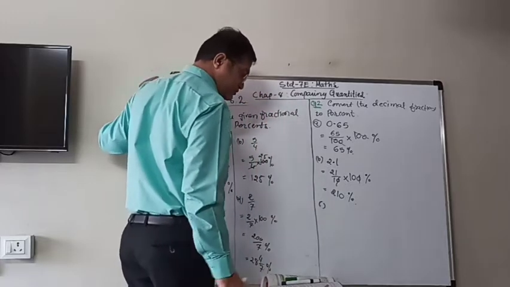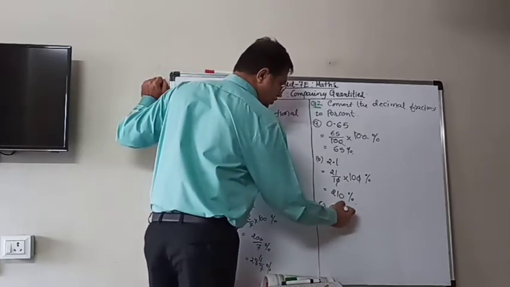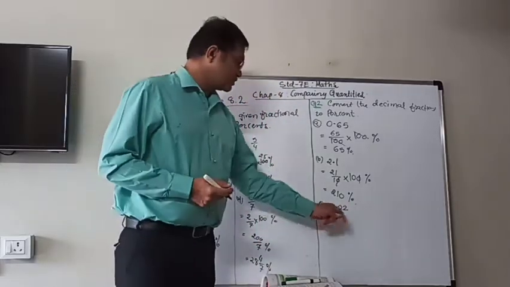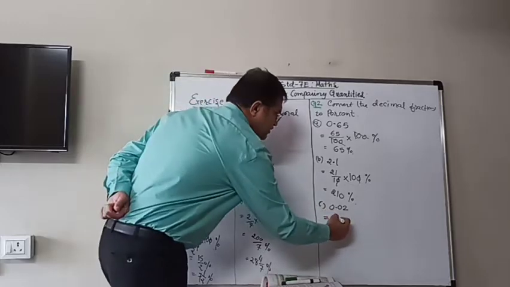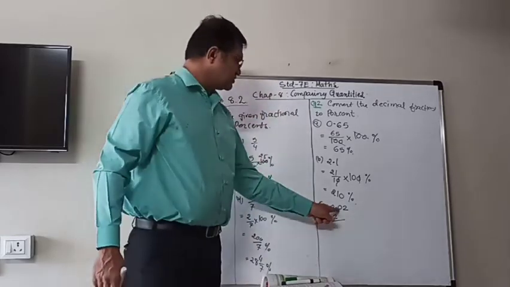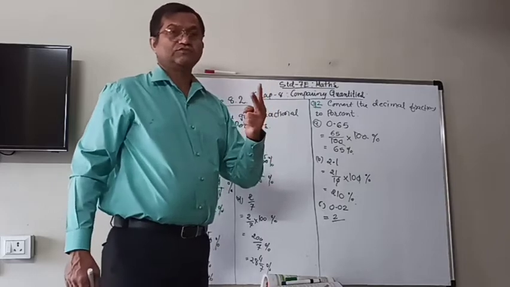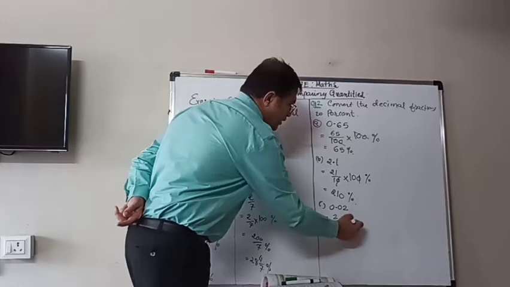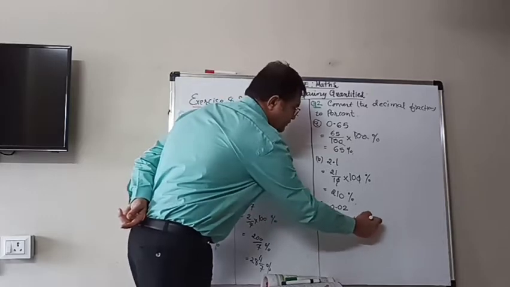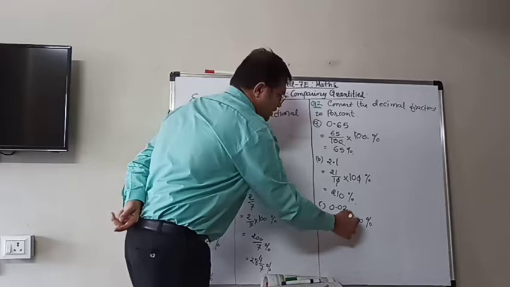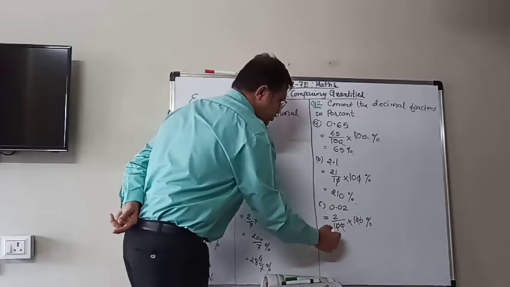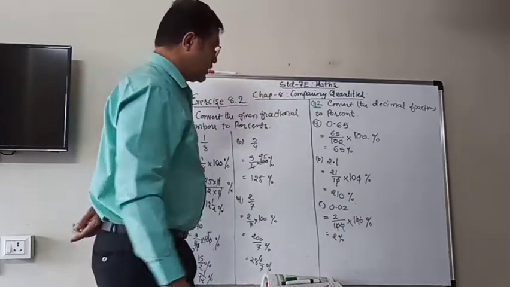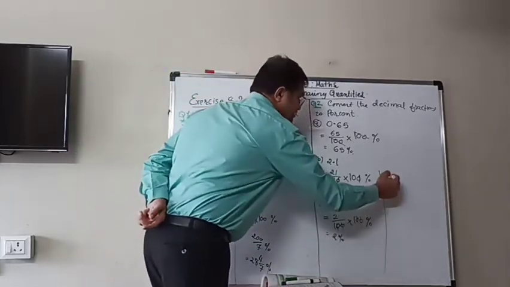Next is 0.02. Now 0.02 here, if you take out the decimal, it is 2, and after the decimal point there are 2 digits, so we will write down 100 in the denominator. 2/100 into 100%. Zeros are cancelled, so 2%. So 0.02 is 2%.